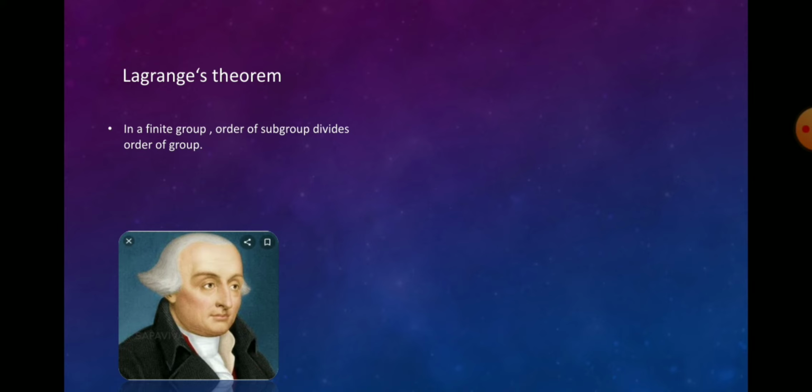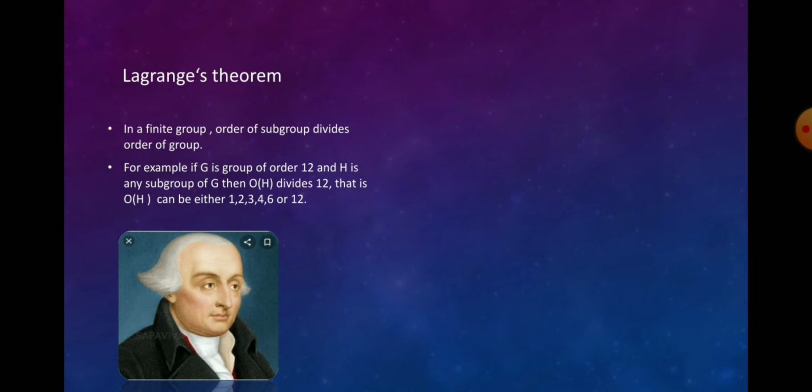What does this statement tell us? The statement is telling us that if you take any finite group, then the order of a subgroup divides the order of the group. Let us take an example. Suppose I have a group G of order 12 and H is any subgroup of this G, then by the statement the order of H divides the number 12. That is, the order of H can be either 1, 2, 3, 4, 6, or it could be 12.